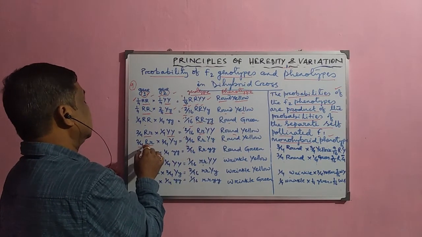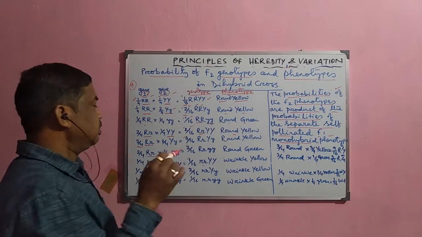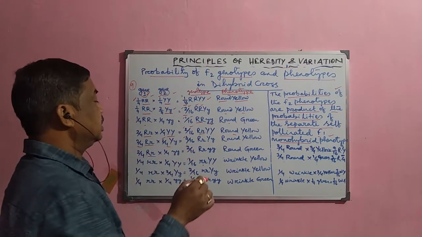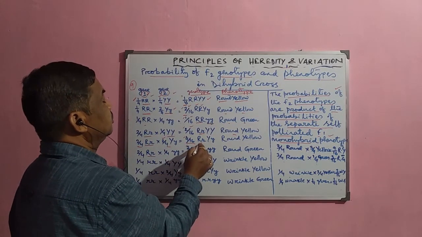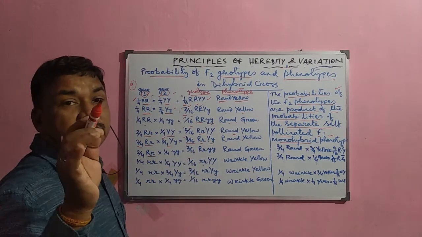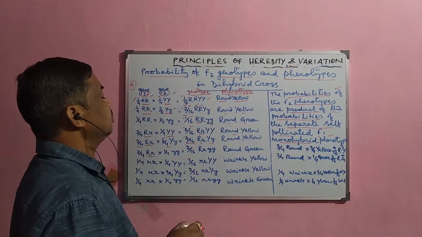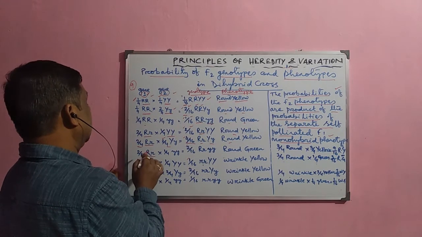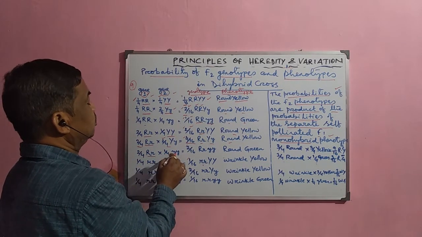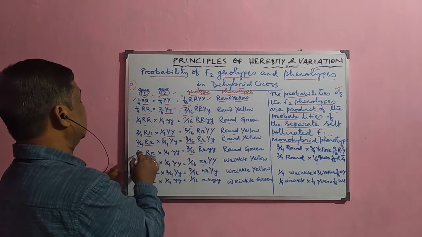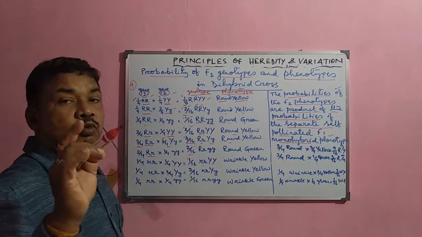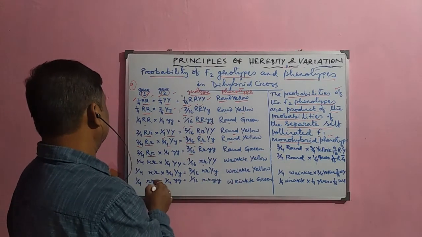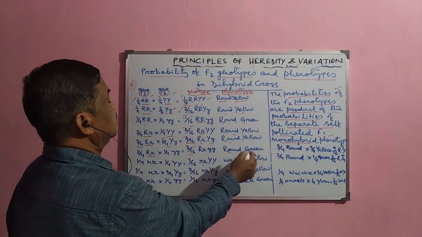Then here capital R, small r, 2 by 4 probability, and here the capital Y, small y also 2 by 4. Then it will be having 4 by 16. That is heterozygous capital R, small r, and capital Y, small y. So this is round yellow type. Now here capital R, with small y, then it is 2 by 4 into 1 by 4. It is 2 by 16. Then it is wrinkle and yellow type. Sorry, it is a round and green type.